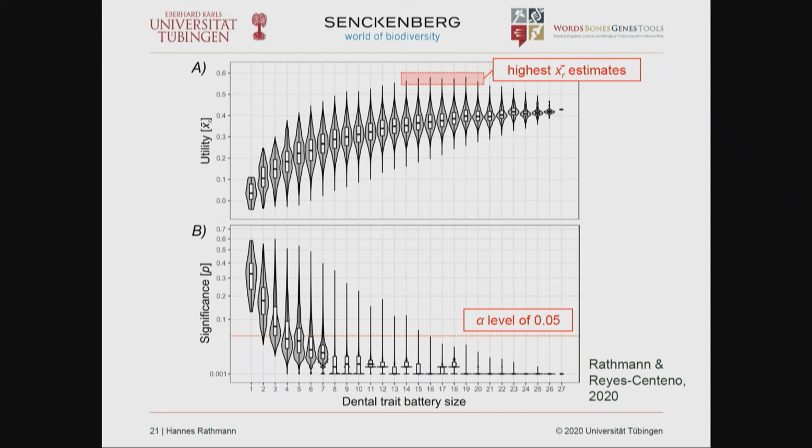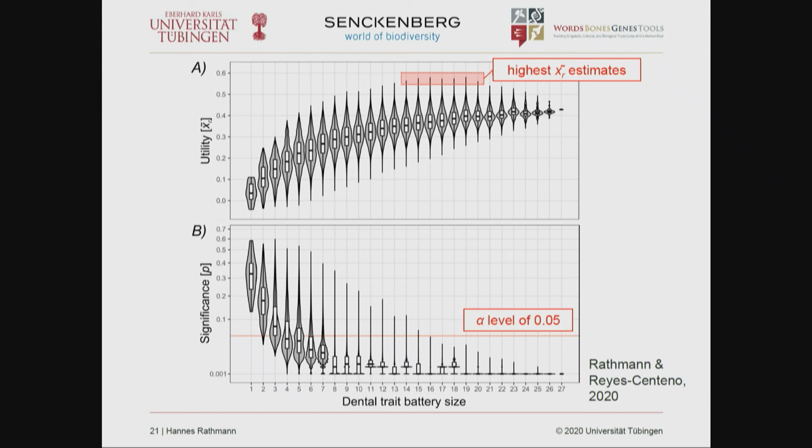We therefore wanted to explore whether morphological inferences about neutral genetic variation based on many dental traits are more useful than those based on only a few traits. Here, we plotted the distribution of utility estimates and associated p-values resulting from trait batteries of different sizes using violin plots. So, from single traits to your left to the full 27 trait battery to your right. When you look at figure A, you see that, on average, increasing the number of traits leads to a logarithmic increase in utility estimates, with a gradual tipping point at which adding more traits only adds little new neutral genetic variation.